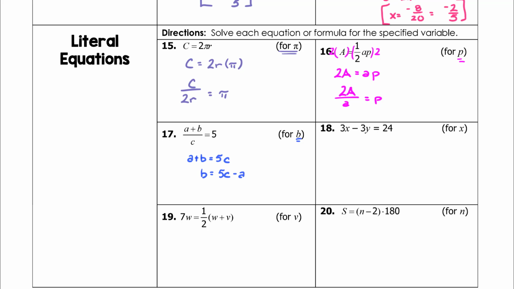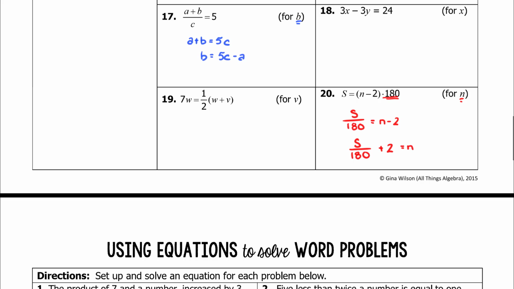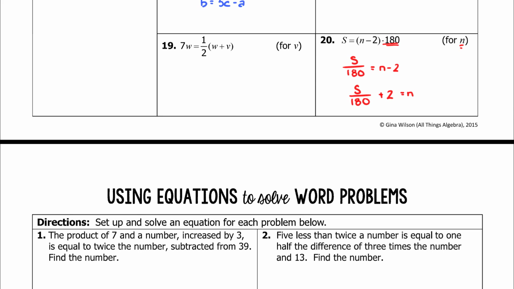The last one that I'll do will be number 20. Here we're solving for n. And I have this multiplication times 180 right here. So if I divide both sides by 180, it gives me s over 180 is equal to n minus 2. And then I just simply add 2 to both sides. So I get s over 180 plus 2 is equal to n. And that's how you solve a literal equation.